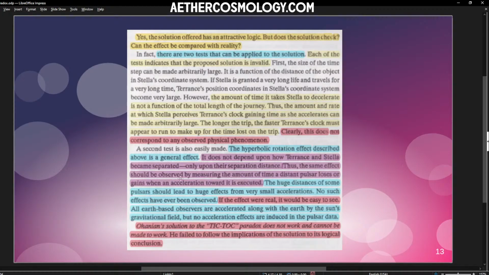Thus, the same effect should be observed by measuring the amount of time a distant pulsar loses or gains when an acceleration toward it is executed. If the effect were real, it would be easy to see. Ohanian's solution to the tick-tock paradox does not work and cannot be made to work. He failed to follow the implications of the solution to its logical conclusion.